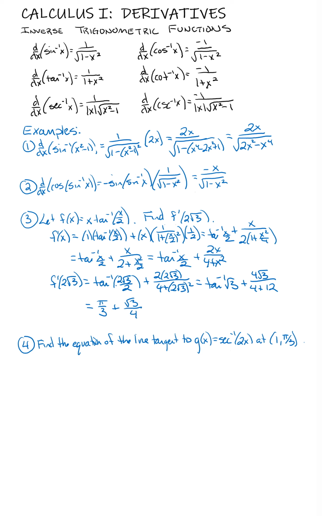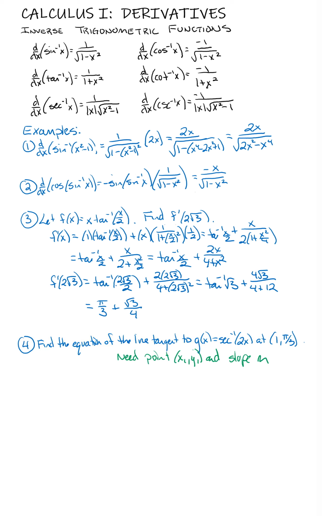Example 4 here: we want to find the equation of the line tangent to g of x equals the inverse secant of 2x at the point 1, pi over 3. All right, we're looking for the equation of a tangent line. So for an equation of a line, the things that we'll need are a point, which we'll call x1, y1, and a slope, which of course is m.